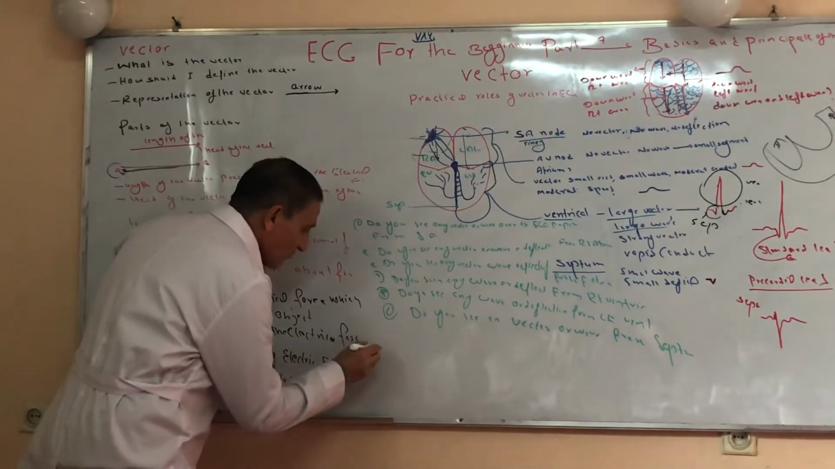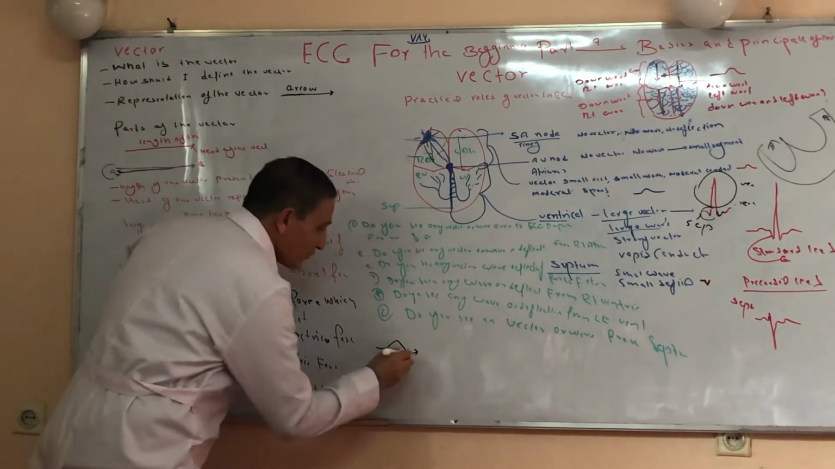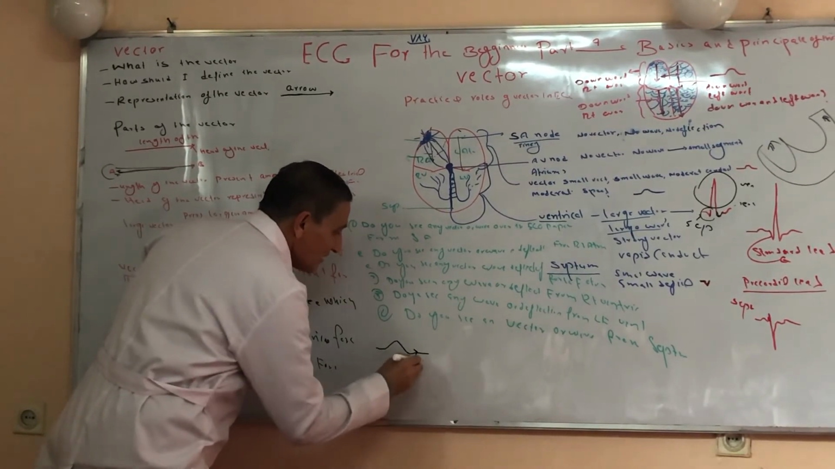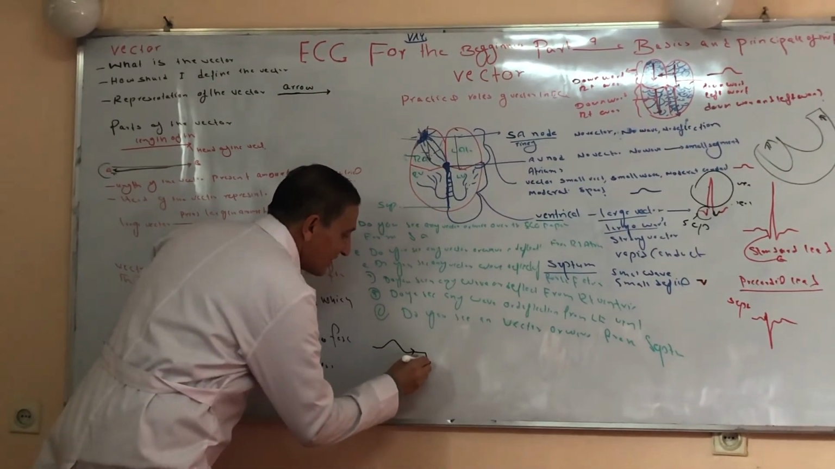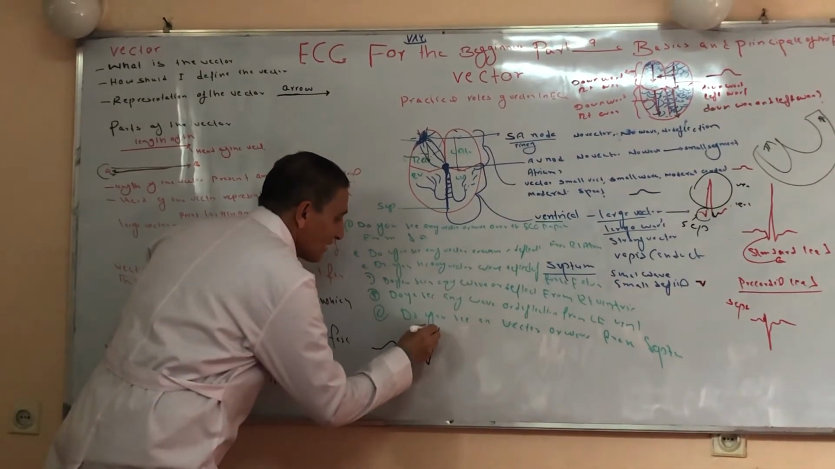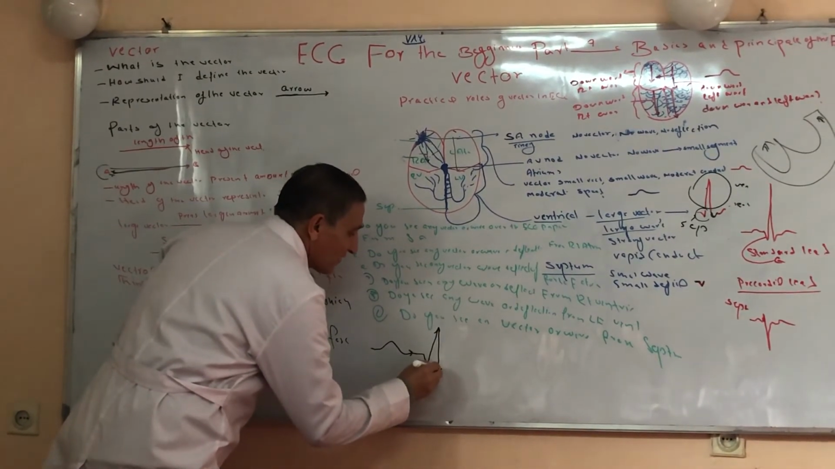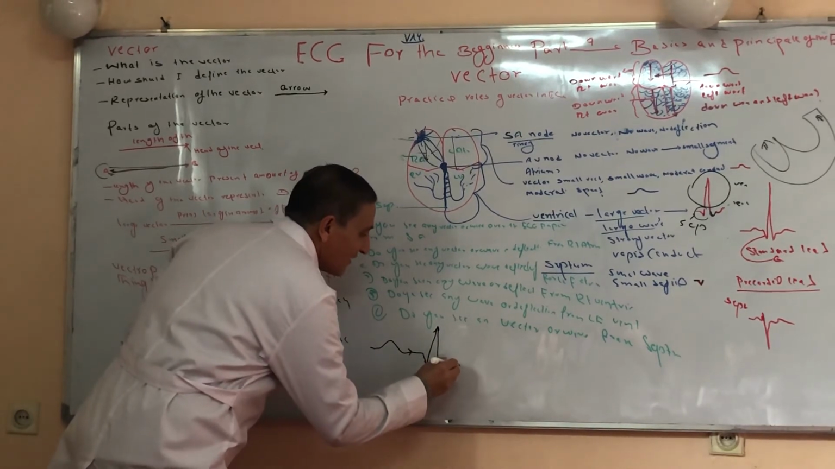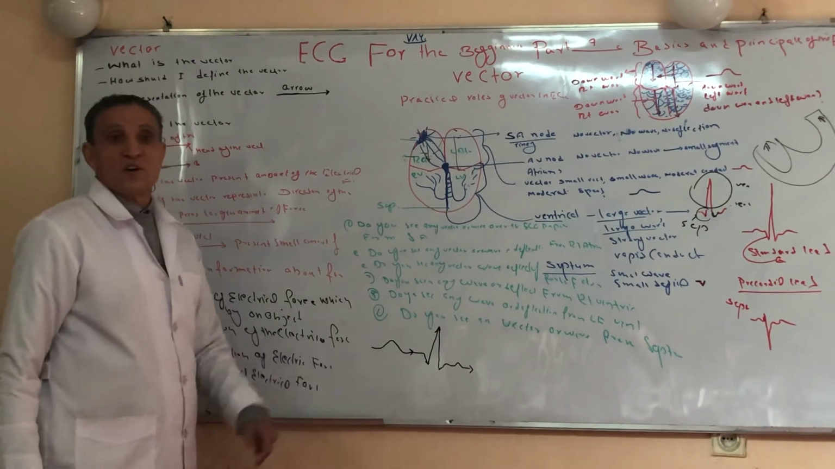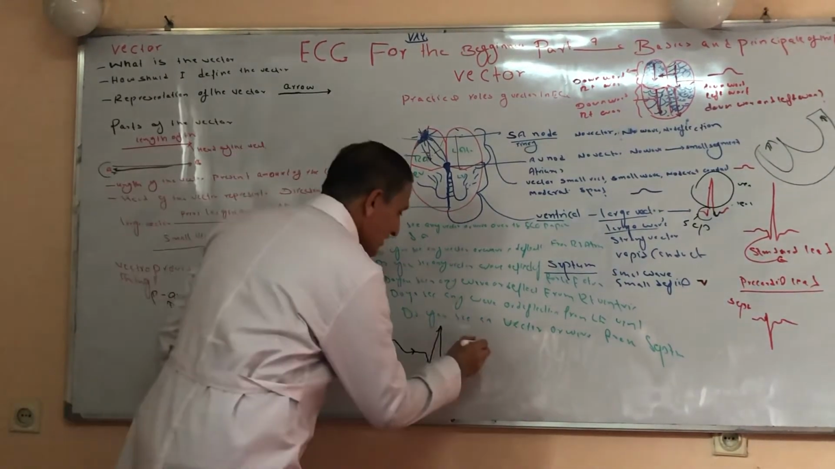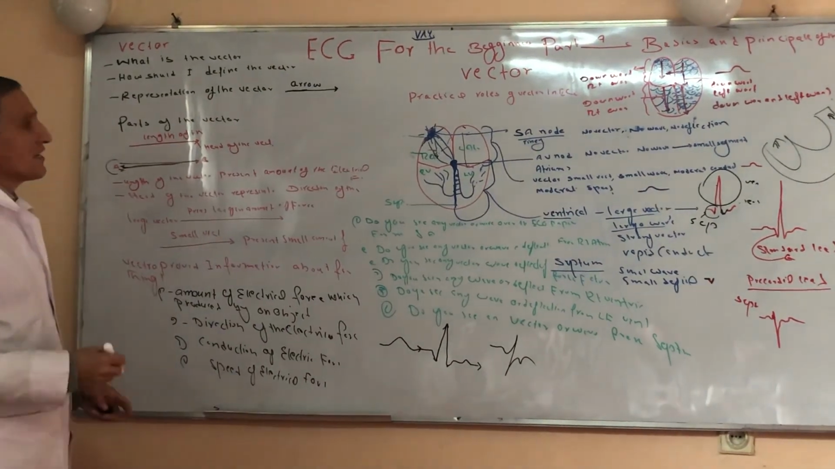What do we say the vector is? For example, this is the P vector. After the P, there is a straight line. Then there is a Q line. This is another vector. And this QRS complex is another vector. And finally, this is another vector. All of them are vectors. But in the ECG, they write just like this. What is the role of the vector in the ECG?